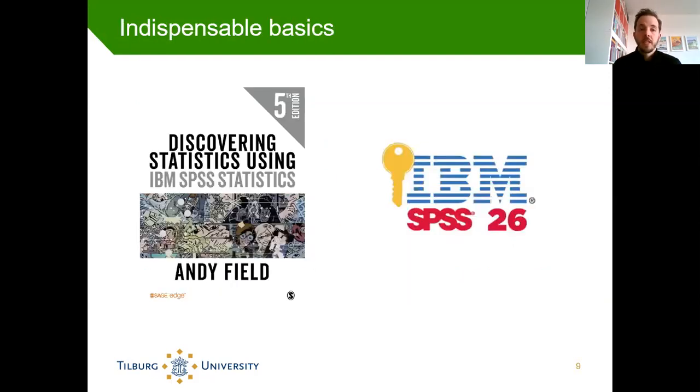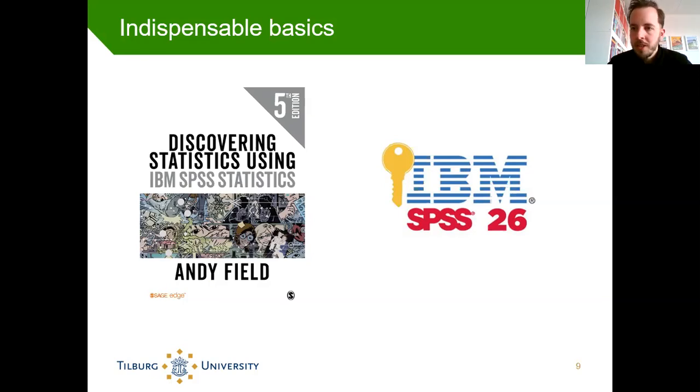Right, then there are some things that you will basically need. I hope you will have those already. So on the one hand, we're going to use this book by Andy Field, Discovering Statistics Using IBM SPSS Statistics. I'm using the 5th edition, which is the most recent edition.